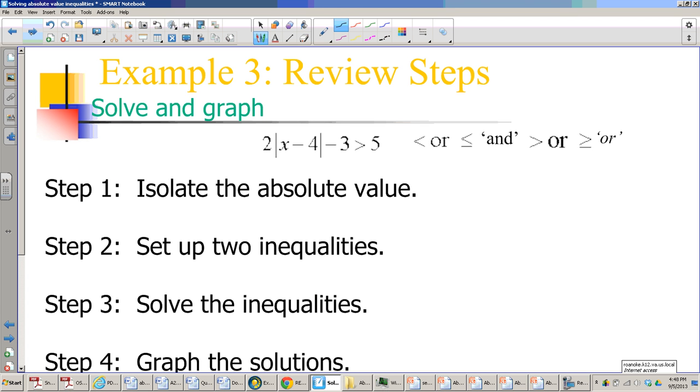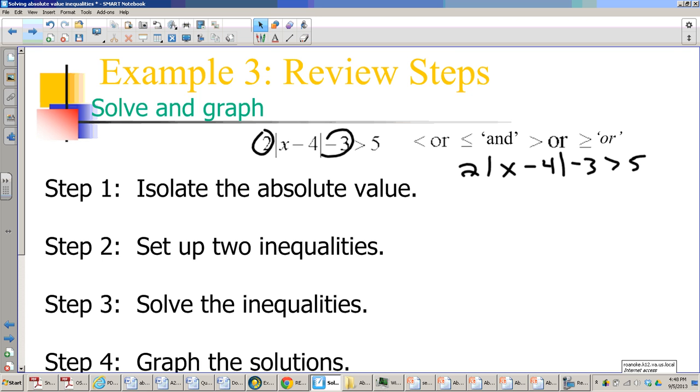This one looks a little bit different because now we have to do step 1, which is isolate the absolute value. This means what's outside the absolute value on the same side as the absolute value. Here we have 2 and the subtract 3. So the first thing we need to do is get rid of the subtract 3. Add 3.